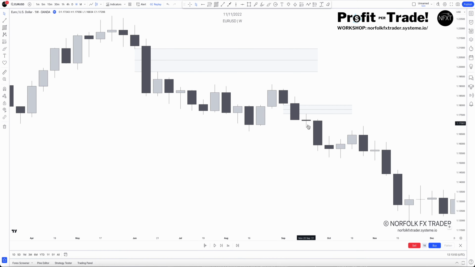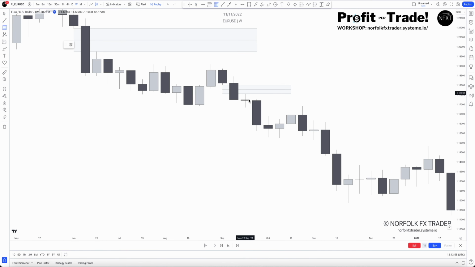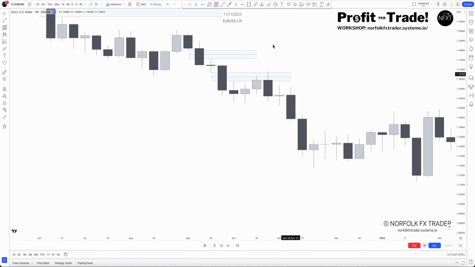So we know the market's going to continue lower. Again, we can see the big bearish body of that candle, and you can see a new imbalance is formed in there. Price comes back into that zone, the full fill, and then we continue to drop lower.